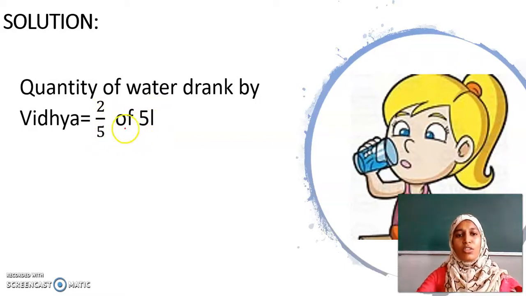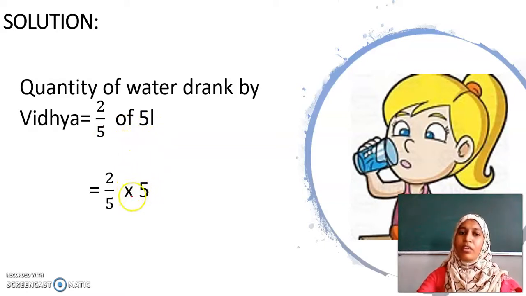So you know this "of" is nothing but into. So you will have 2 by 5 into 5. So what should I do now? You should cancel. 1 5 is 5. 1 5 is 5. This is in the denominator and this is in the numerator. That's why I am cancelling.